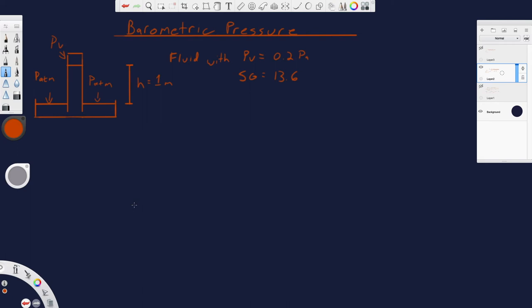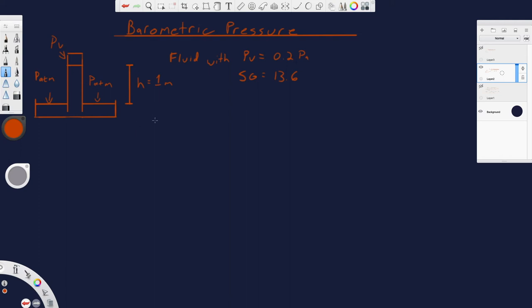And so we're going to have a fluid with a vapor pressure of 0.2 pascals and a specific gravity of 13.6. And this is roughly the characteristics you would see with mercury, which is often used in barometers because of its low vapor pressure and high specific gravity. And we're going to use a height here of 1 meter from the fluid surface to the height within the chamber, right?